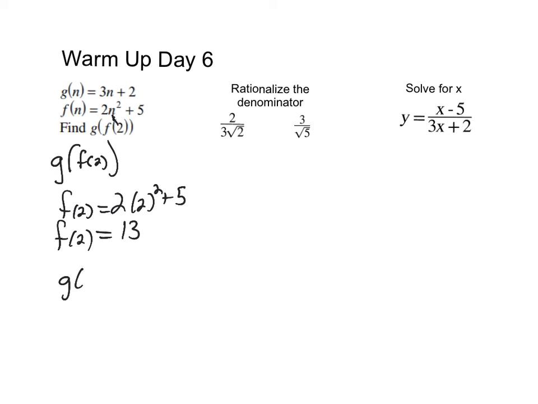So now let's evaluate g of 13. So I have 3 times 13 plus 2. Well, 3 times 13 is 39 plus 2 is 41.